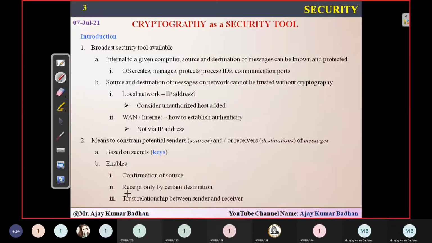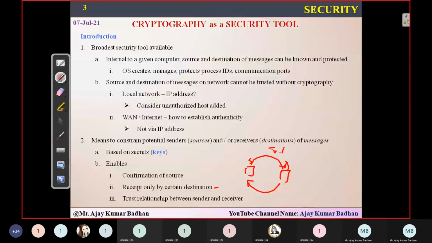And the next thing he's saying is receipt only by certain destination. As I told you, whoever has the destination key, they only will be able to decode that particular code and access it. Then, trust relationship between senders. Obviously, if you have that particular key, you can send information from here to here, source to destination or destination to source. That means you are trusting each other.